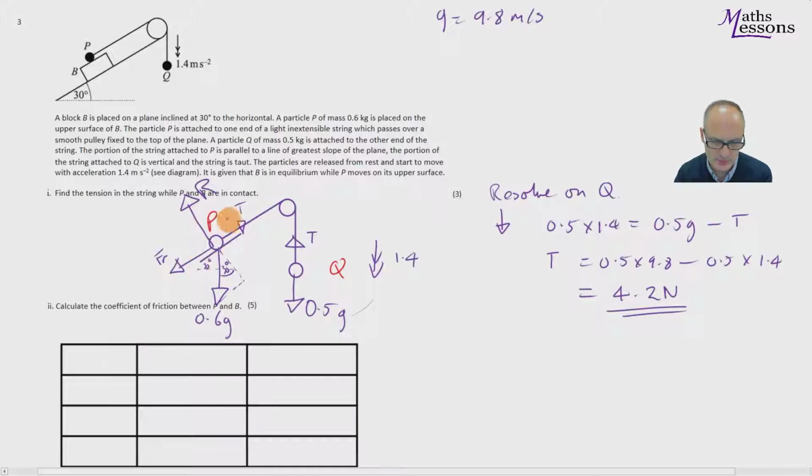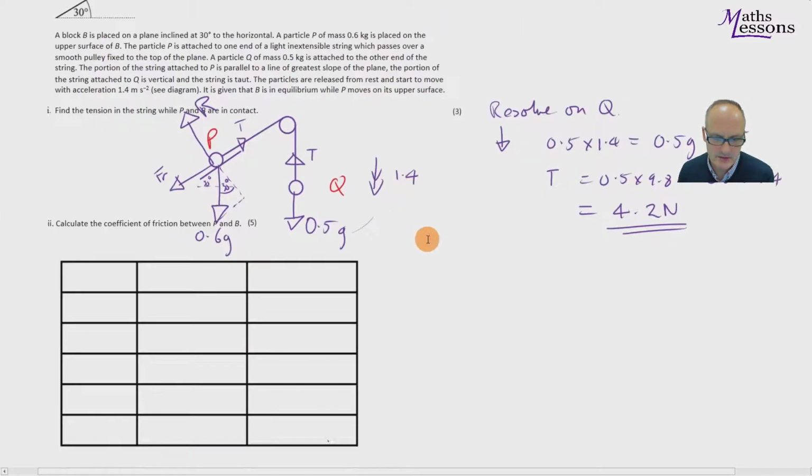But because this one's a bit more complicated, I'm going to do a table of all the forces acting on P, because I'm going to find the coefficient of friction between P and B. So P is that ball, there's the surface of B, so that's going to be dealing with FR, then I'm going to need to resolve this more complicated system here. So let's look at this.